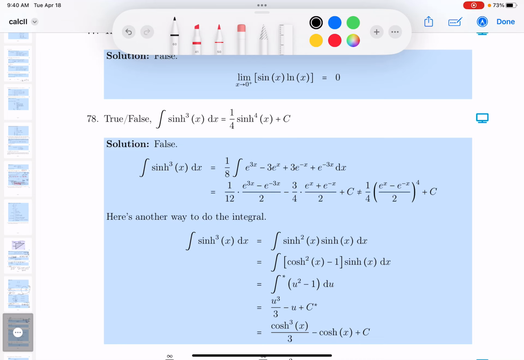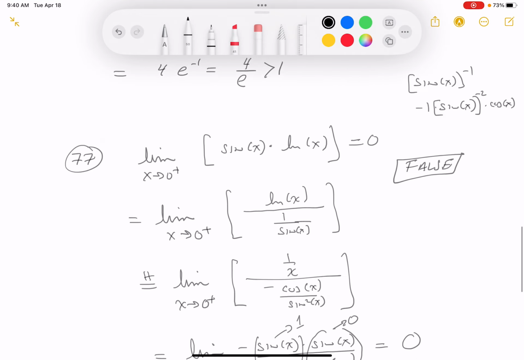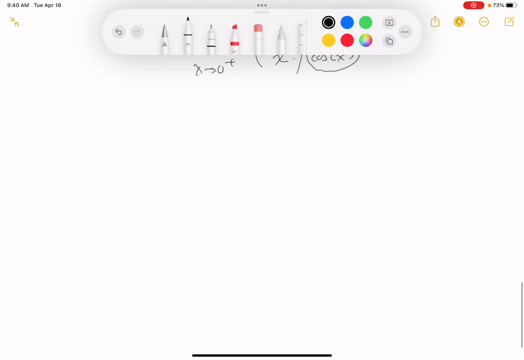Okay, number 78, again, true false question. I'm going to go to the whiteboard to do it. So we're on 78. Let me write this down for you. 78.